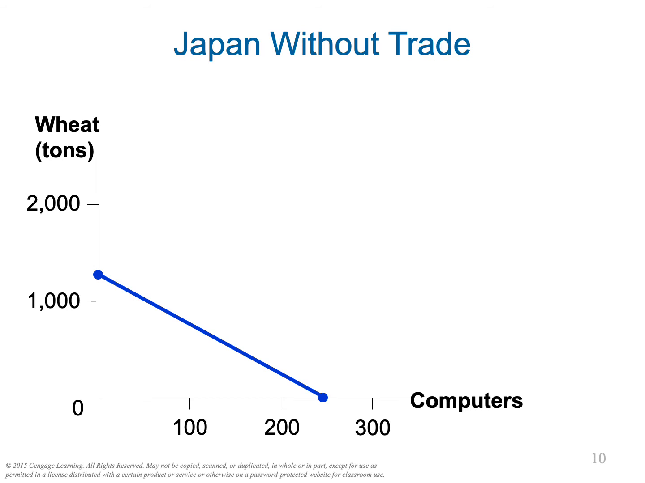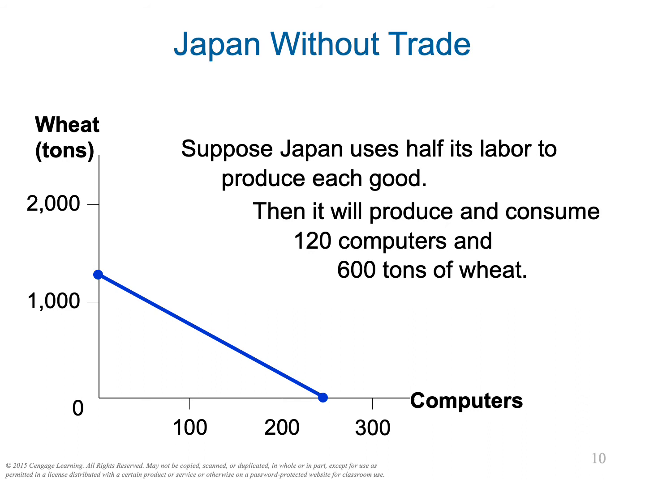All right, so assuming that Japan is self-sufficient, and we're also going to assume that Japan splits its labor between the two goods, and so it's going to produce and consume 120 computers and 600 tons of wheat and end up right in the middle of its PPF. All right, so that's where we start our first scenario. And then next we're going to build towards what it might look like if they're able to trade.